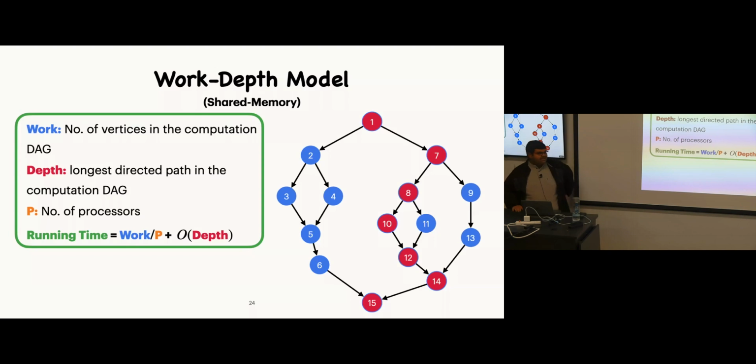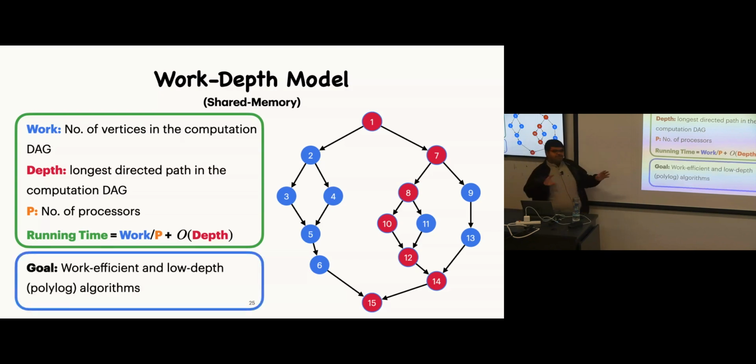And it turns out that using something like Brent's theorem for scheduling these computational DAGs, typically the running time of your algorithm is something like the work of the algorithm divided by the number of processors plus big O of the depth, right? And this can actually be achieved using what are known as work-efficient schedulers. So you can schedule a given parallel algorithm with certain work and depth in this running time, with high probability.